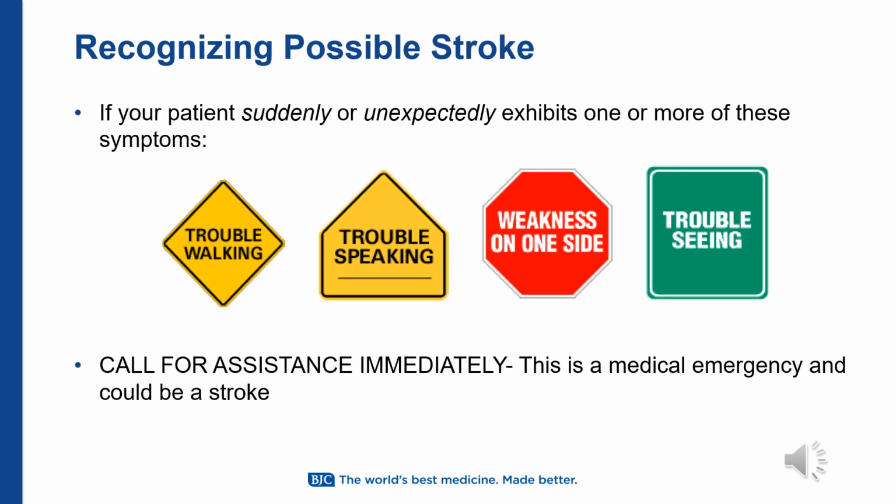If your patient suddenly or unexpectedly exhibits one or more of the following symptoms: trouble walking, trouble speaking, weakness on one side, or trouble seeing, call for assistance immediately. This is a medical emergency, as it may be a stroke.